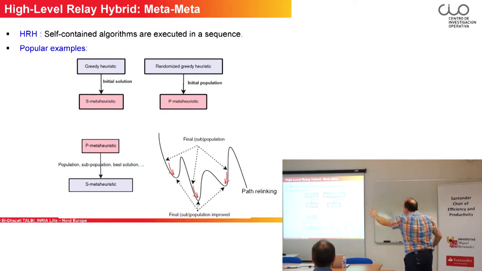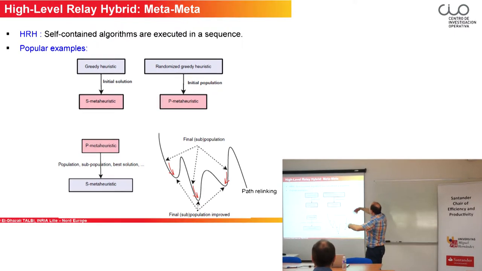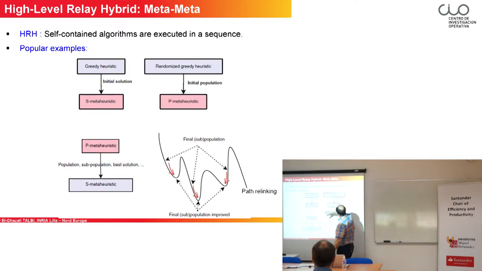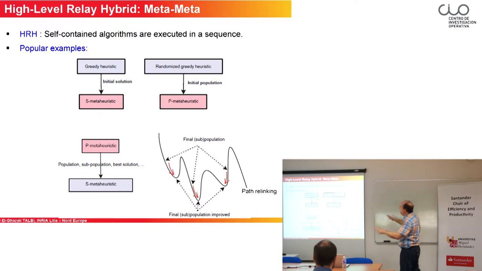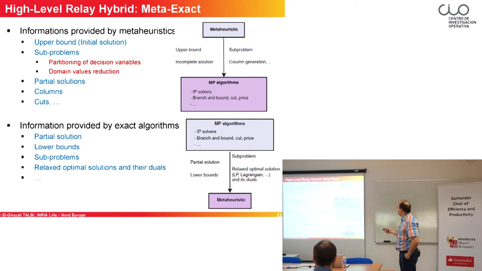Those are very popular ideas. Anyone is using this. For instance, start a local search by a greedy heuristic. Let's start with population-based metaheuristics and apply local search at the end. Those are very popular high-level relay hybrids, so I will not spend time here.